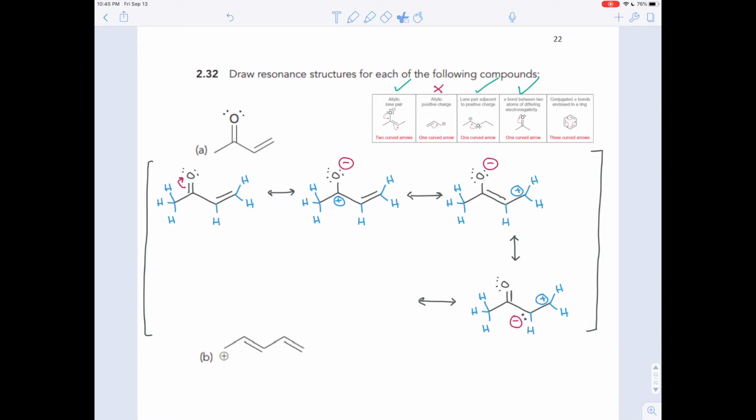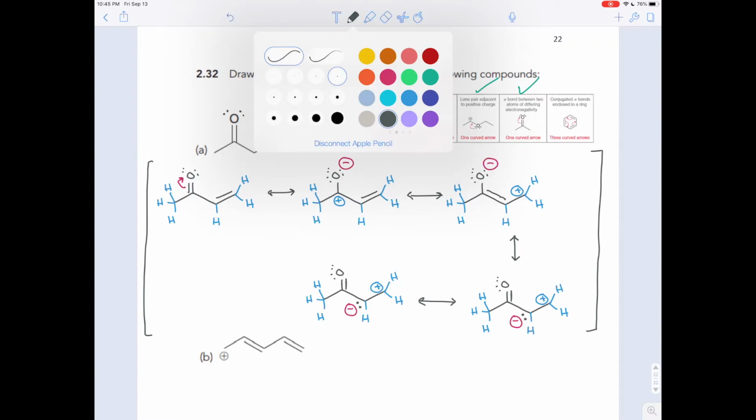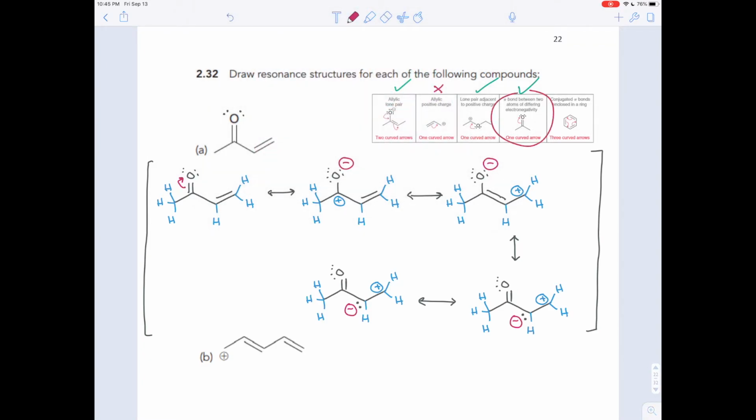So you can take that structure, copy, and then when you have a pi bond between two atoms with different electronegativity, the pi electrons go onto the more electronegative atom. That's the pattern there.